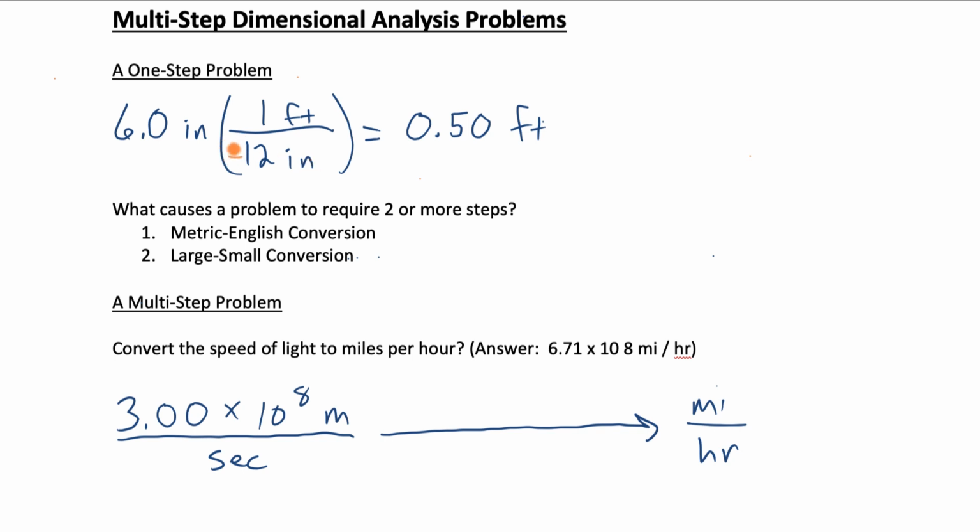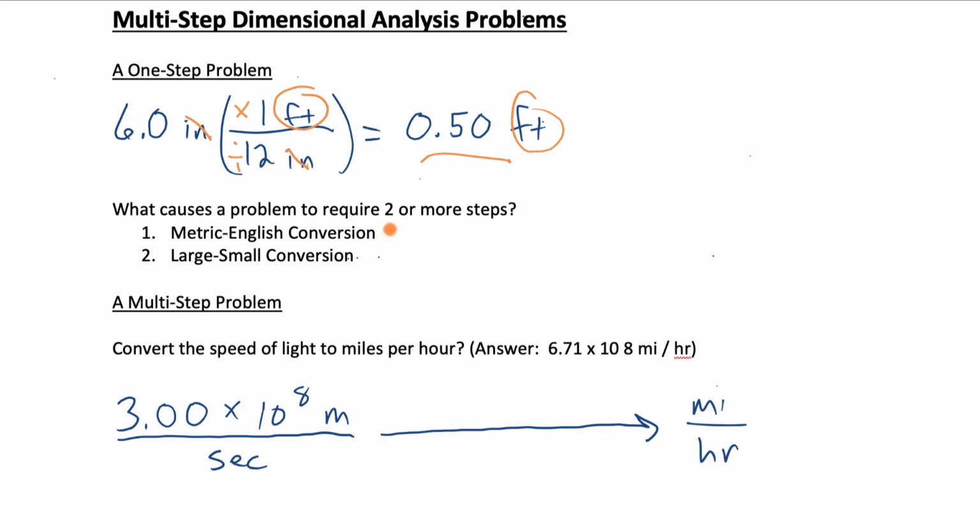I divide by the 12 inches, multiply by 1 foot, inches cancel out. I'm left with feet, and I have the answer. Notice the units here. Inches and feet, they're both English units, non-metric units. Also, they're on basically the same scale. An inch and a foot, they're pretty close to each other in terms of size.